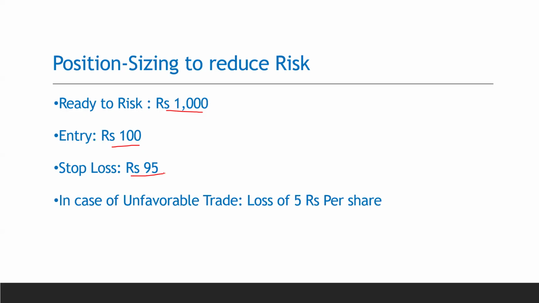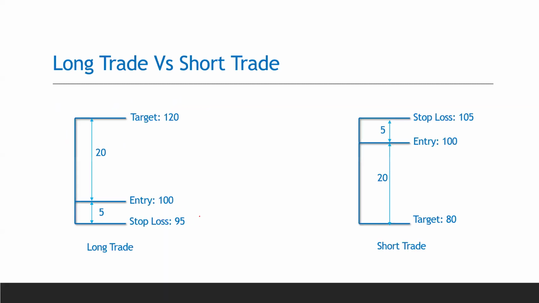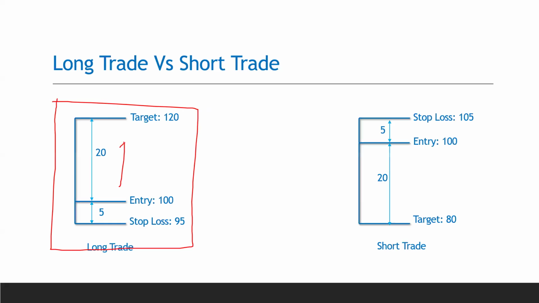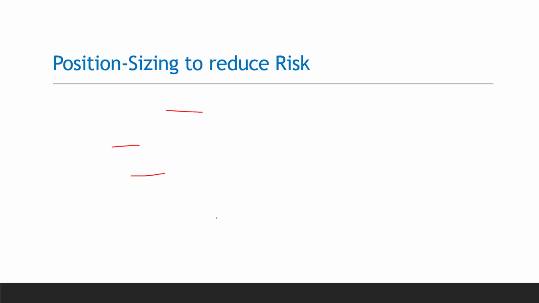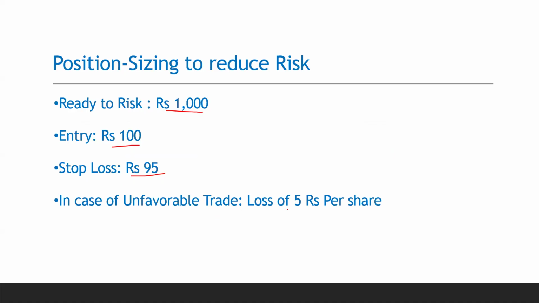So in case of an unfavorable trade, let's say you took this trade, and instead of going up, the market goes down. You wanted the market to go up, but it went down. How much will you lose? You will lose 5 rupees per share. How much are you ready to lose overall? 1000 rupees.